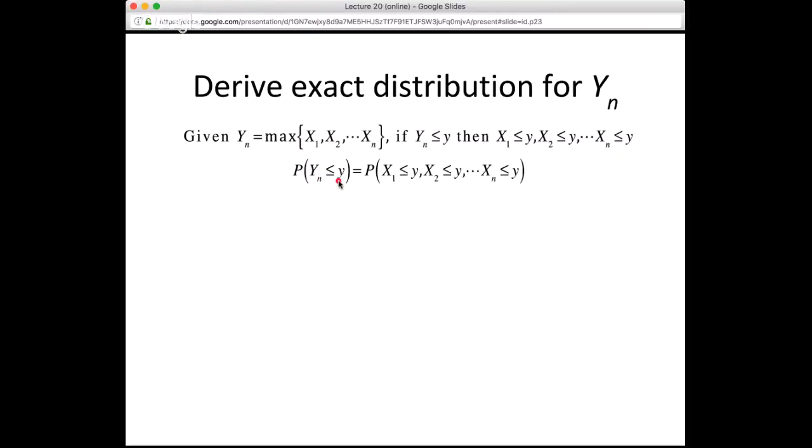And so given this relationship, the probability that yn is less than or equal to y has to be equal to the joint probability that x1, x2 through xn are all less than or equal to y.